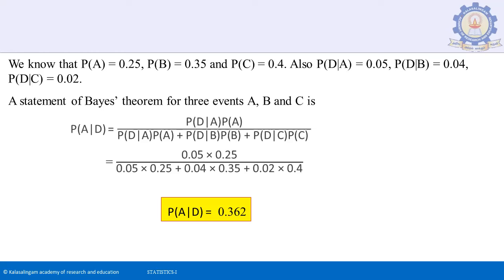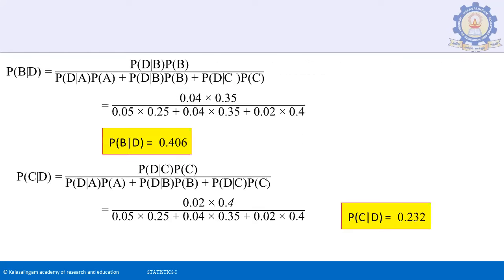This is the answer for that bolt from machine A. Then, bolt from machine B: the probability of B given D is equal to P of D given B into P of B, divided by P of D given A into P of A plus P of D given B into P of B plus P of D given C into P of C. Substitute the values and you will get the answer P of B given D is equal to 0.406.